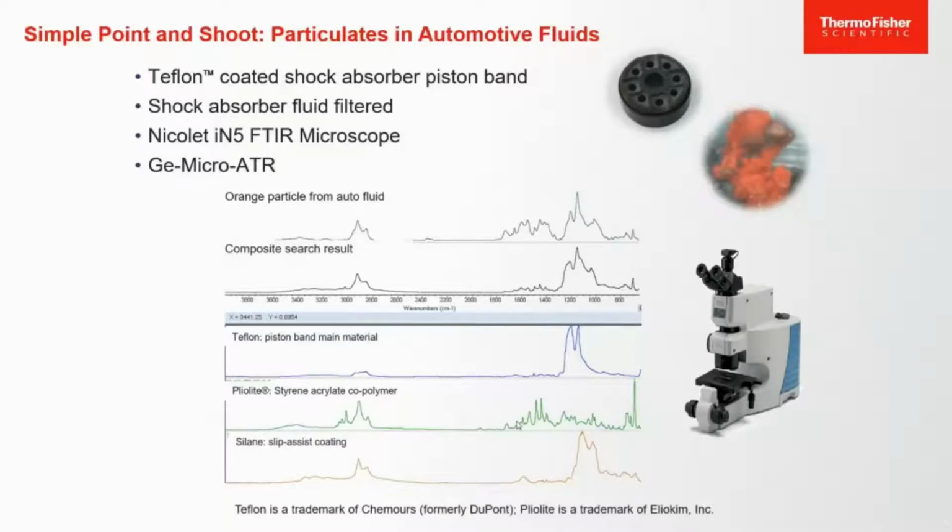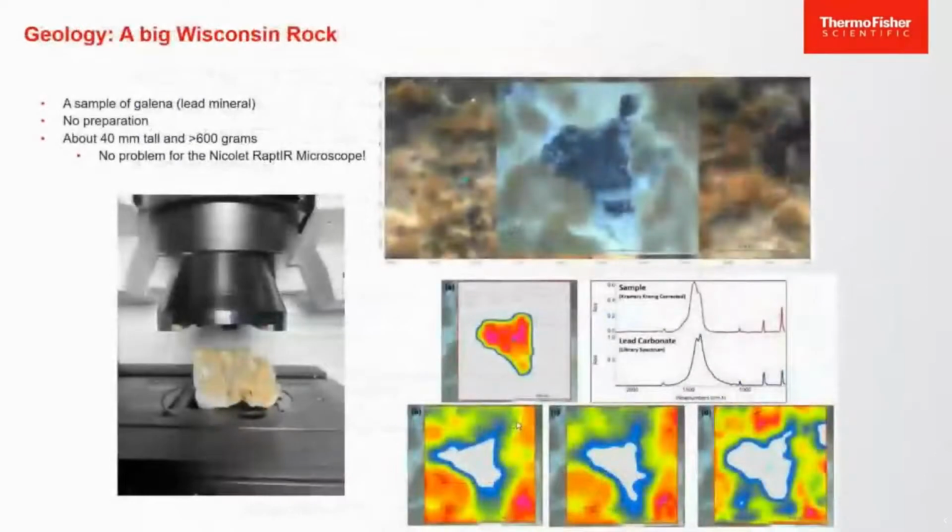At the bottom is the silane. This is a coating that is applied to the material. And you can see there the 4 peaks. You see 2 of them very prominently, but that is a silane that was on the surface. In the middle is the styrene acrylate copolymer that we see. But at the top is probably the primary constituent of this material, Teflon, that has just rubbed off and floated around inside that liquid during the use of the shock absorber. Okay, so that's one type of sample, just a simple little thing.